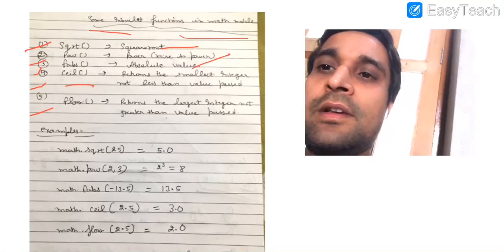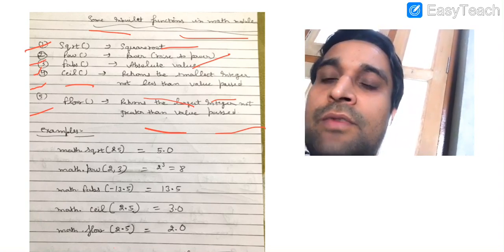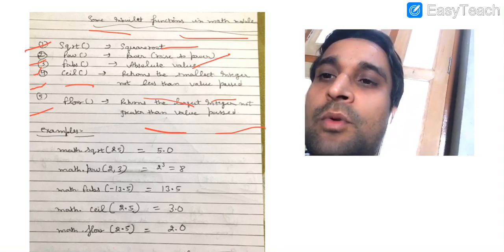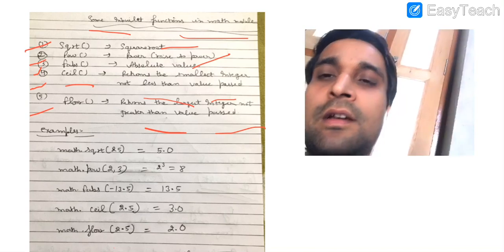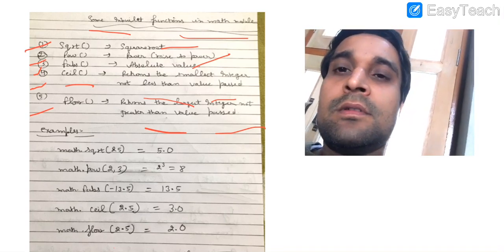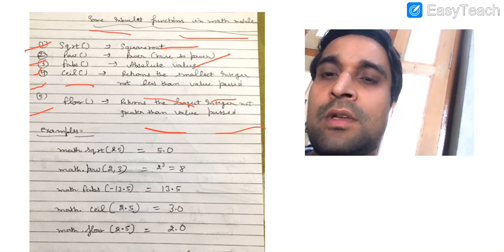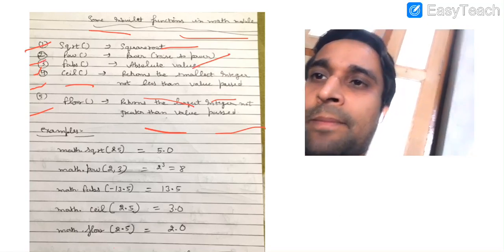fabs returns the absolute value. The ceil function returns the smallest integer not less than the value passed. Floor returns the largest integer not greater than the value passed. For all these functions you need to import the math module in your program. Some other functions are also available in the math module, like sin, cos, tan. All these you can use as per your requirement in your program.